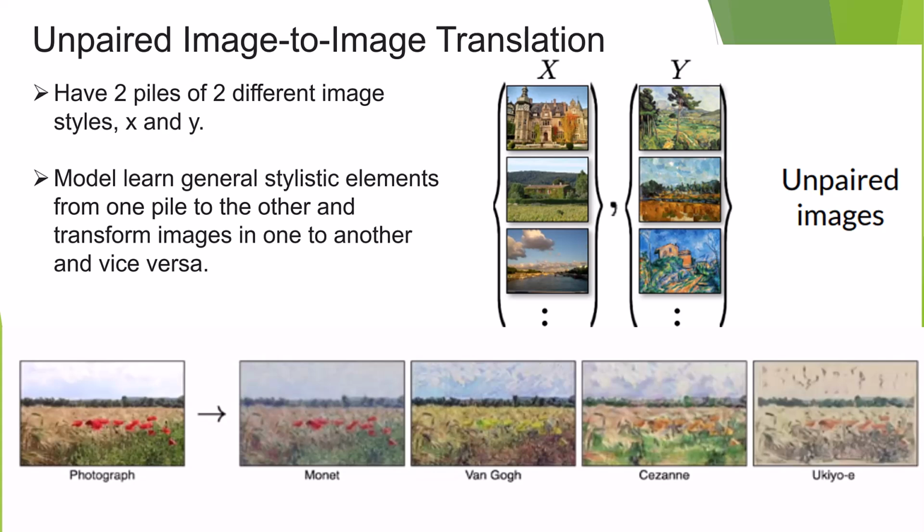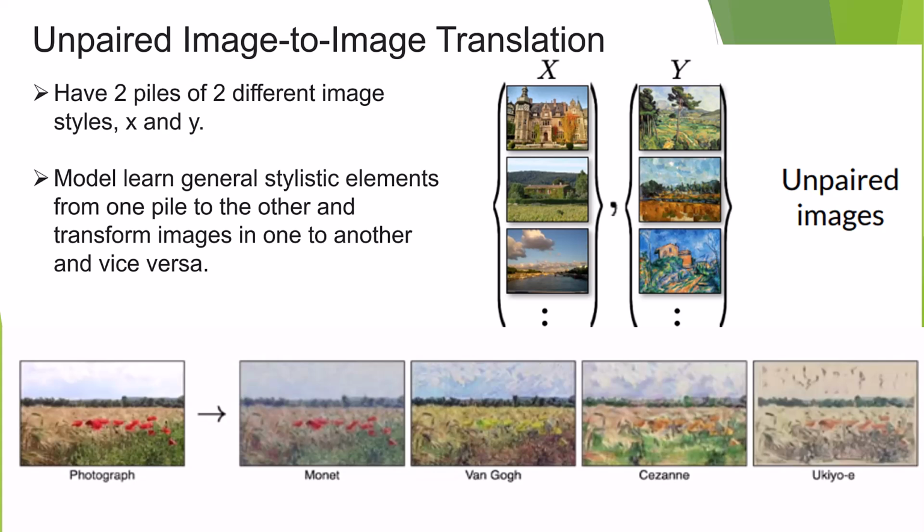In unpaired image-to-image translation, we're usually working with two separate collections, or piles of images. Let's call them set X and set Y. For example, one pile might consist of realistic photos, while the other could contain paintings in the style of Monet or Cézanne. Or it could be images of winter scenes versus summer landscapes.